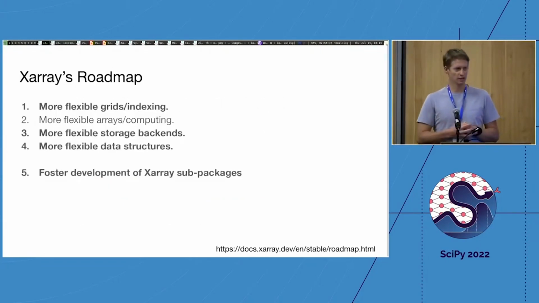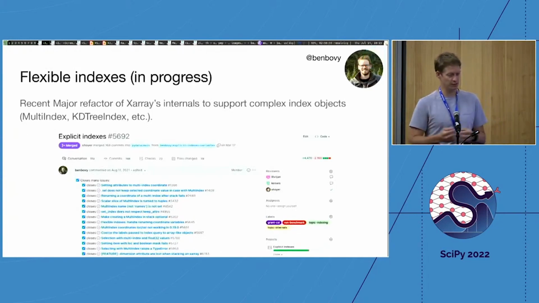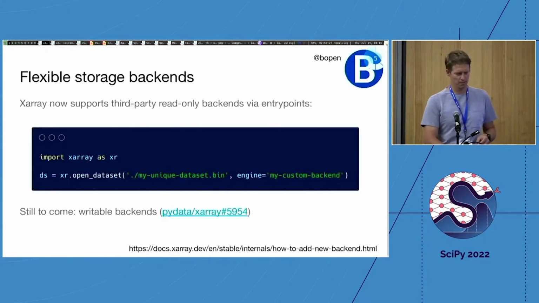So a couple years ago here at SciPy, a few of the developers on Xarray worked on a roadmap, and these are some of the main points out of that roadmap. Basically, we're making it a more flexible package for doing domain-specific scientific computing. I'm going to talk about a few of the key advancements in the last year. The big one is flexible indexes, basically the ability to develop complex index objects, like a KD-tree index across multiple coordinates. That work was done by Benoit Bovy.